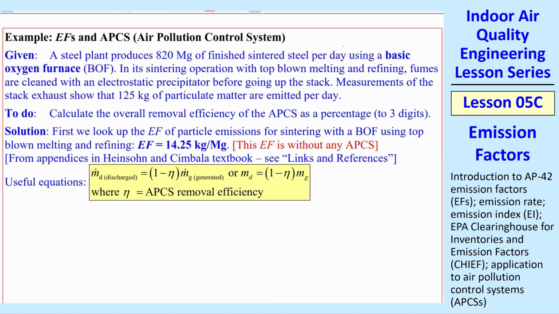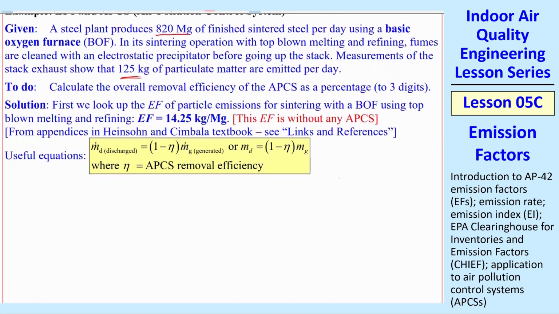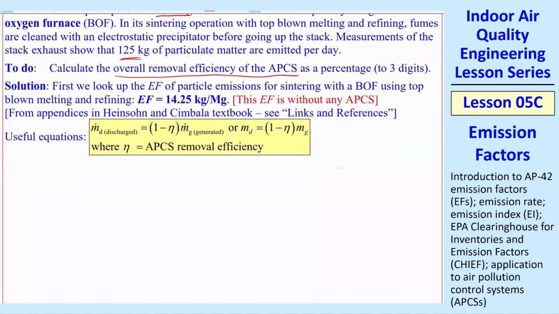Let me do another quick example. Here's also steel, but this is a different kind of furnace. So we're producing 820 megagram of finished sintered steel per day using a basic oxygen furnace. So you can read through the rest of this. In this case, the measurements of the stack exhaust show that we're putting out 125 kilogram of particulate matter per day, and that's what we're emitting. So we want to calculate the overall removal efficiency of the APCS as a percentage.